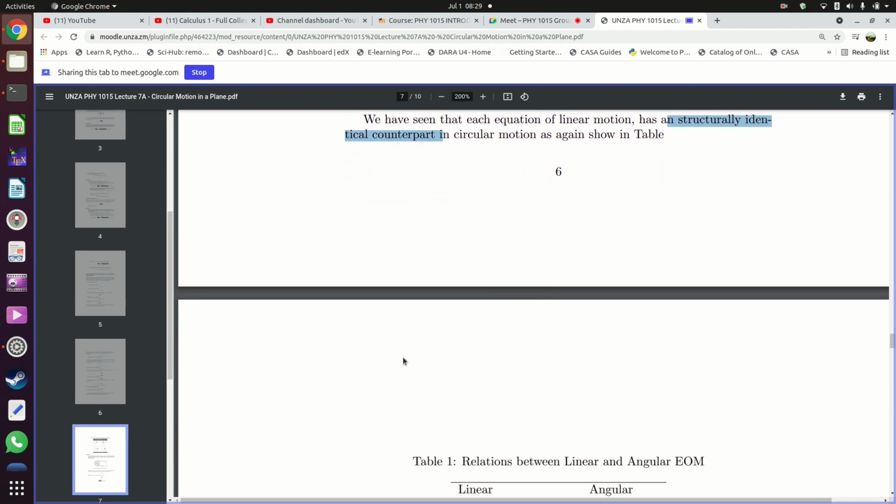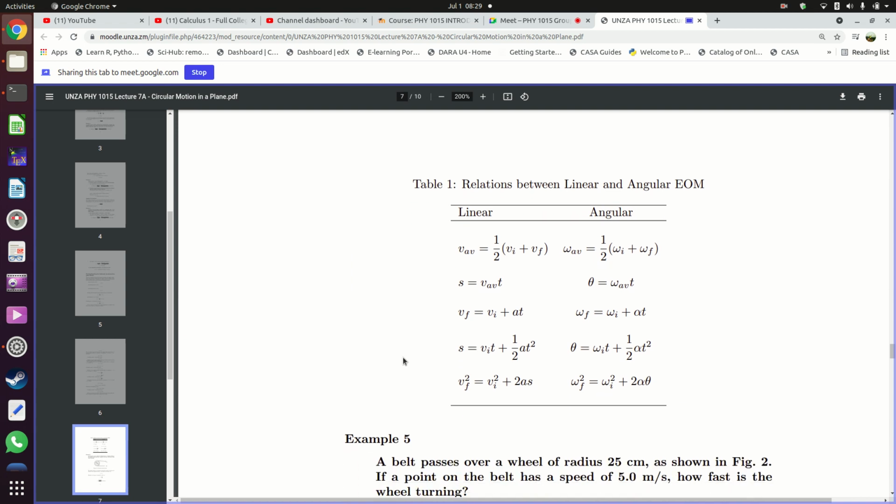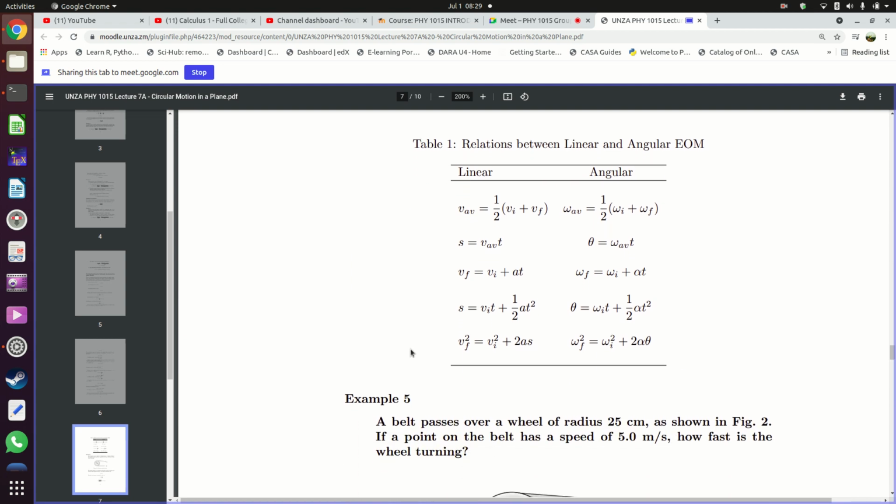Do we have a question so far? So basically, what we have achieved is the following. The average velocity in a straight line is equal to half the initial velocity plus the final velocity. In angular or circular motion, the average angular velocity omega av is equal to half omega i plus omega f. So you can see the formulas are very, very similar.